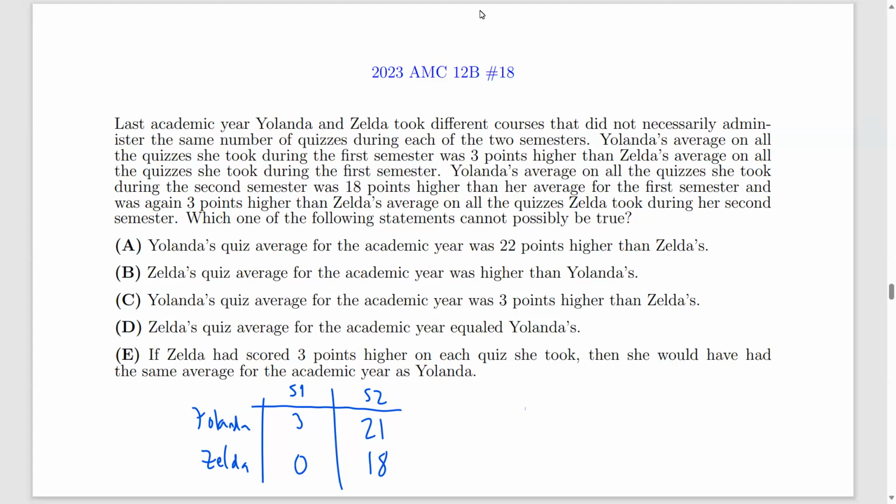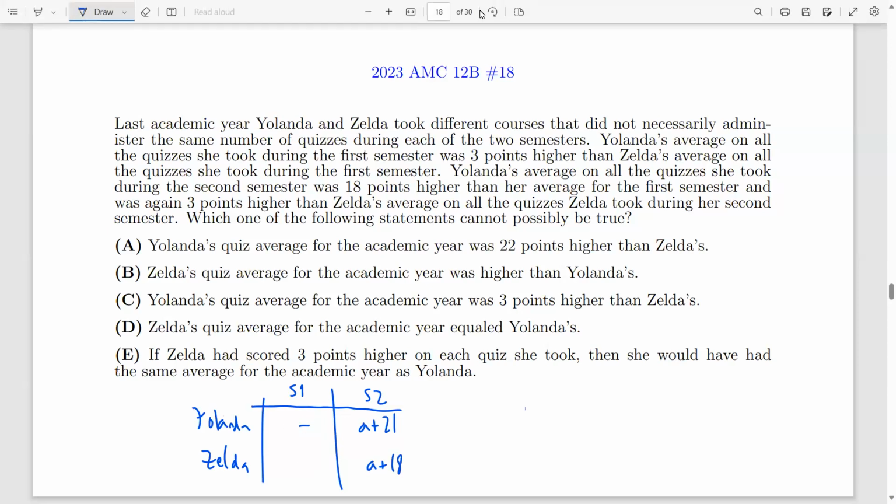Now, it's worth remarking that if 0 is replaced with any other number, such as a, then the resulting averages would be a plus 3, a plus 21, and a plus 18. But as mentioned earlier, this does not really matter because we're only looking at the difference in averages, so we'll keep it like so.